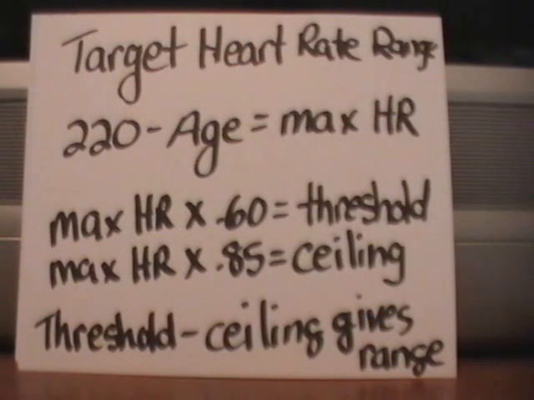The formula for the target heart rate zone is 220 minus your age gives you your max heart rate. Then you take 60% of the max heart rate to get the threshold and 85% of the max heart rate to get the ceiling. And that 60 to 85% is your target heart rate range.